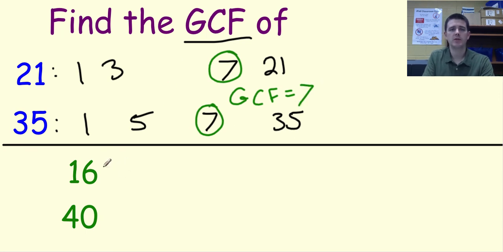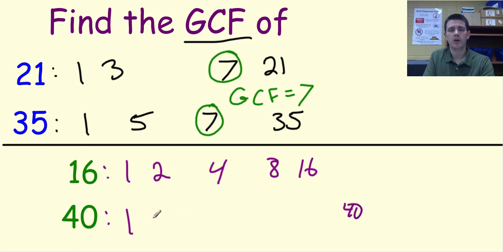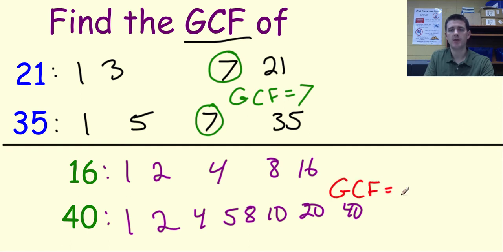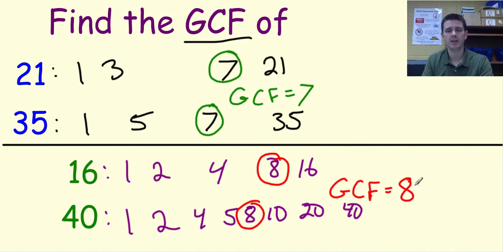So let's try it with the last one, 16 and 40. So I have 1 and 16, 2 and 8, and 4 times 4. So we just list the 4 once. For 40, we have 1 and 40, 2 and 20, 4 and 10, 5 and 8. So we list out all of our factors, and then our GCF, our greatest common factor, is the biggest number that appeared in both lists. In this case, we had an 8 in both lists, so our greatest common factor is 8.